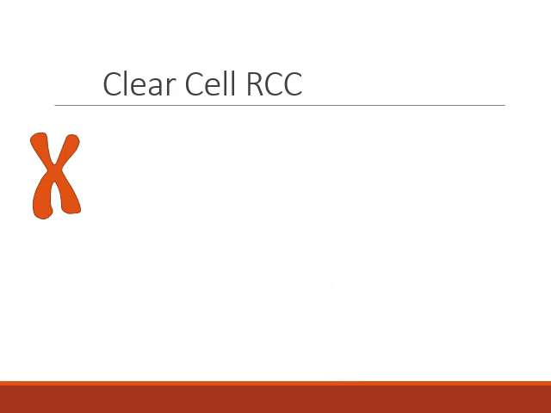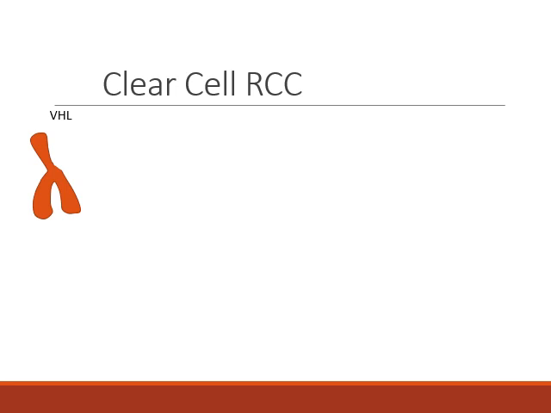Let's begin with the most common subtype, clear cell RCC. Clear cell is either sporadic, which is more common, or associated with a syndrome. In the sporadic form of clear cell, it's characterized by a loss of the short arm of chromosome 3. That's chromosome 3 there. And what sits on the short arm of chromosome 3? The von Hippel-Lindau tumor suppressor gene. In 84% of clear cell RCCs, the VHL tumor suppressor gene has been inactivated.